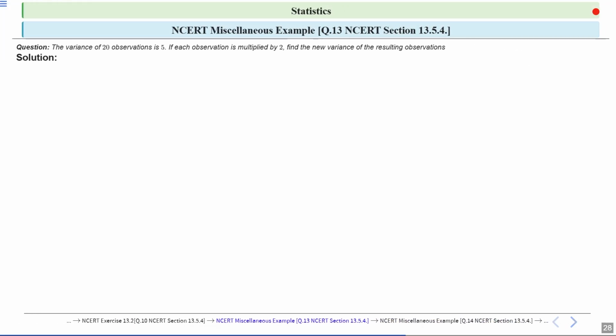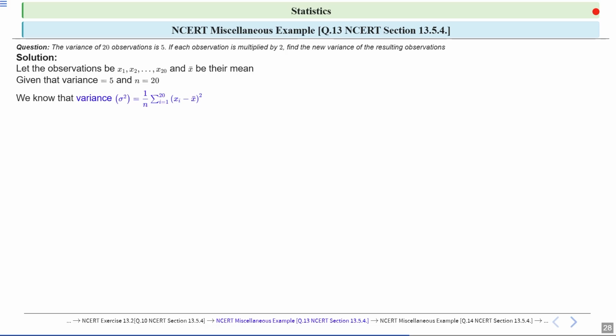So the question asks, if the variance of 20 observations is 5, what happens to the variance if each observation is multiplied by 2? So this is a classic example of how variance changes when we scale data. So we will solve this step by step. Let the observations be x1, x2 up to x20 and x bar be their mean. Given that variance is 5 and n equal to 20.